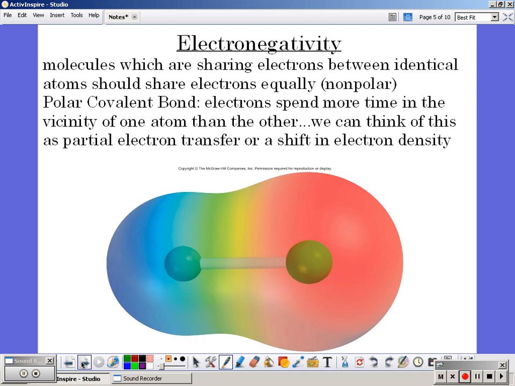So down here we have HF. Fluorine is more electronegative than hydrogen. So this red area is telling me that I have more electrons hanging out on this atom than this atom. So my electrons are shifting towards my fluorine, leaving hydrogen with a partial positive charge and my fluorine with a partial negative. So we can show partial charges by using a lowercase delta, or we could draw this arrow, or we could look at an electron density.